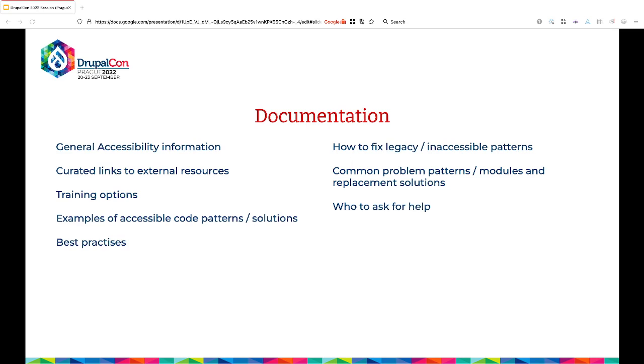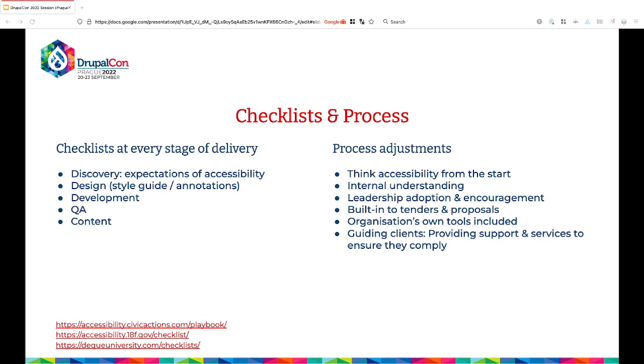So even if it's just general accessibility information and curated links, so you're not overwhelming people, and providing training options, good recommendations if they're doing it in their own spare time, examples of accessible code patterns and best practices. And something we're doing at the moment is particularly looking at the legacy issues that we have from older builds and the best solutions to replace them, so that any developer that now understands how to find these problems can just go to our documentation and see, okay, it's Chosen JS. This is really badly inaccessible and unsupported anymore. How can we fix it? Okay, I just take this pattern, I swap it out, and we've already fixed the issue. And the bigger one is who to ask for help, who to ask for support.